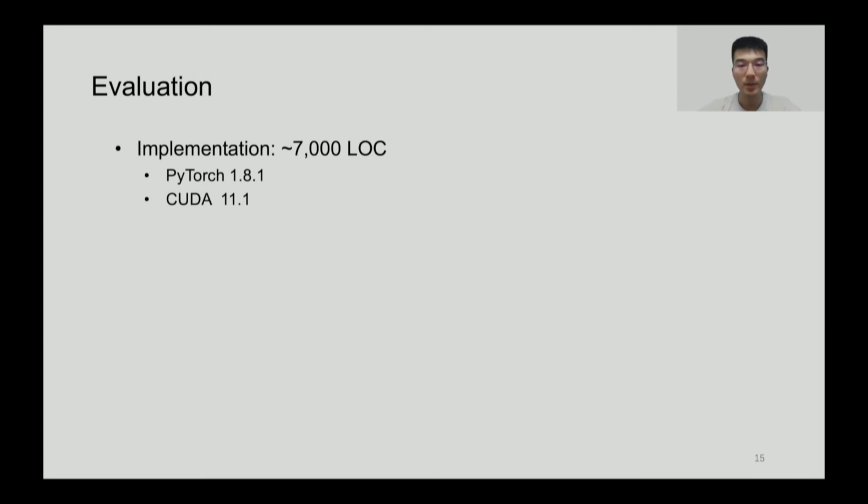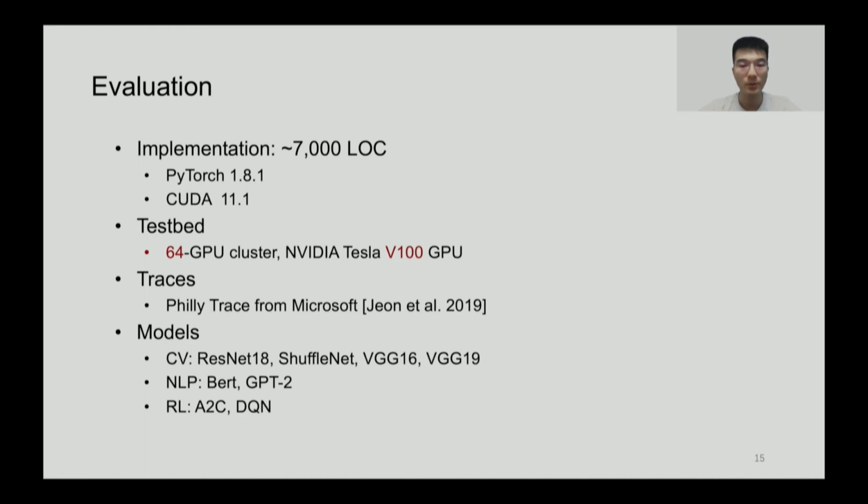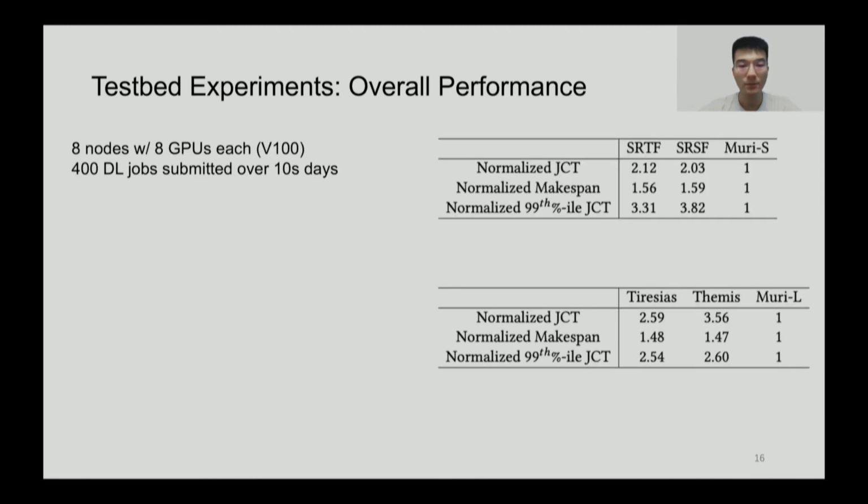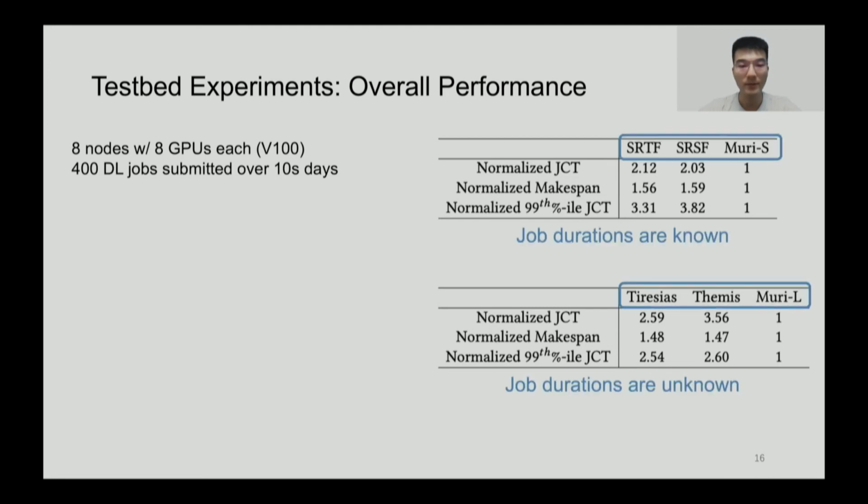With this design, we implemented a prototype of Muri with about 7,000 lines of code and integrated it with PyTorch. Our evaluation is performed on a 64 GPU cluster using NVIDIA V100 GPUs. We use the real-world traces from Microsoft and its mixed popular deep learning models. We evaluate the overall performance of Muri using 400 deep learning jobs submitted over 10 days. Our evaluation covers both scenarios when the job durations are known and unknown. The metrics are normalized with those of Muri.